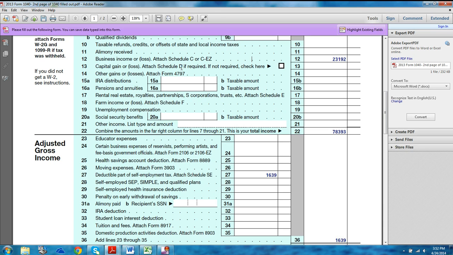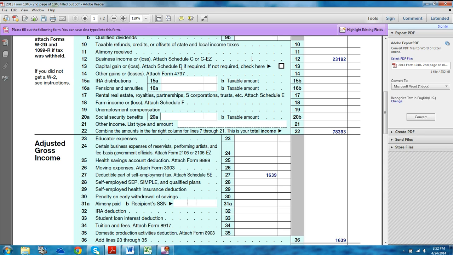Now, if the gain's long term, you get a preferential rate, just like if you had qualified dividends. So you can be taxed on a long-term capital gain of either 0% or 15%. If it's a short-term capital gain, if you held it for less than a year, then it is taxed at your normal tax rate.